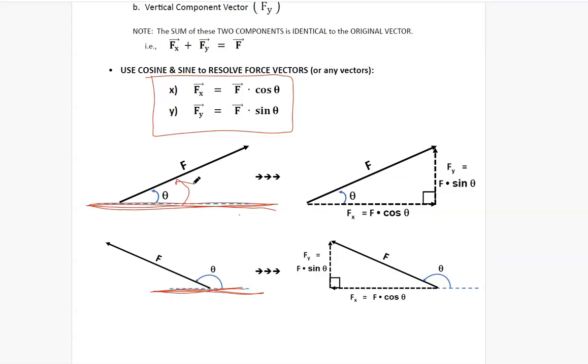Now you'll notice in the bottom example, your tendency is to pick this angle, and you can get the answer from doing that. The more correct way is to start from the right side and curl it around until you get this vector. But I'm going to tell you, either way, you'll get the correct answer when you do the cosine and sine functions in these two formulas.